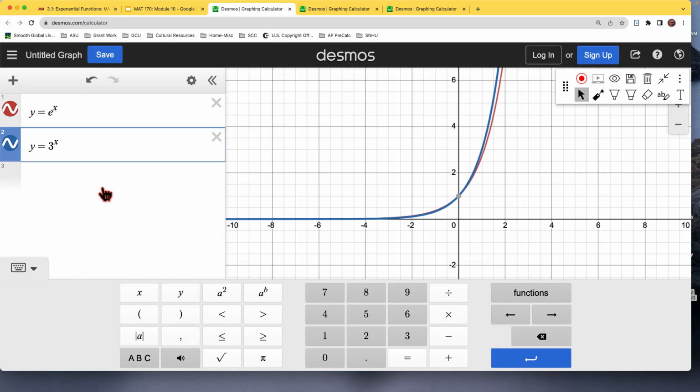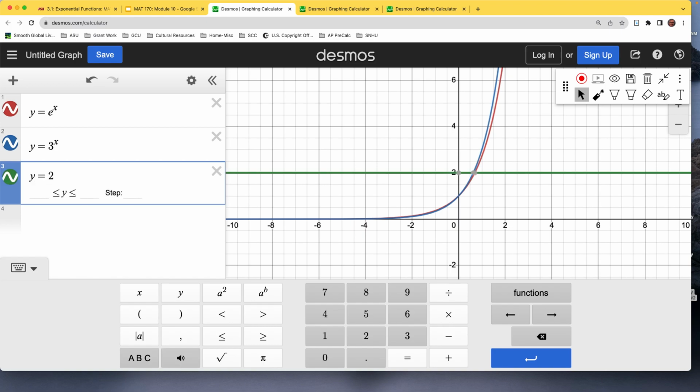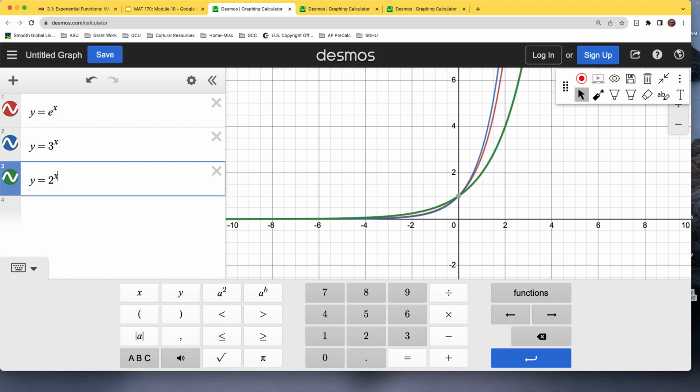Actually, if we put 2 to the x in here, you see it kind of lives between them. It's closer to 3 to the x because it's 2.7. But that's how exponentials work as well. That base is very important. Okay, so far so good. So just e is that natural number.